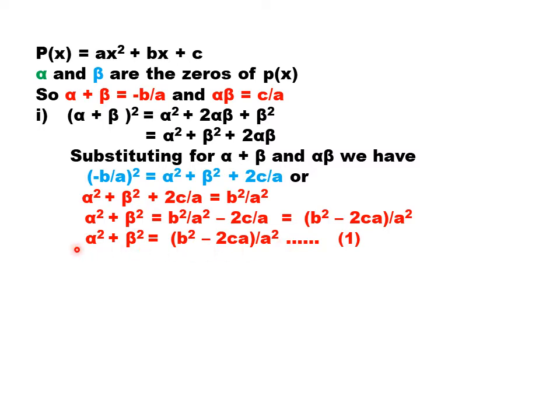So we have found out the value of alpha square plus beta square. We call this equation number 1. This equation we will use to find the values of the remaining problems.